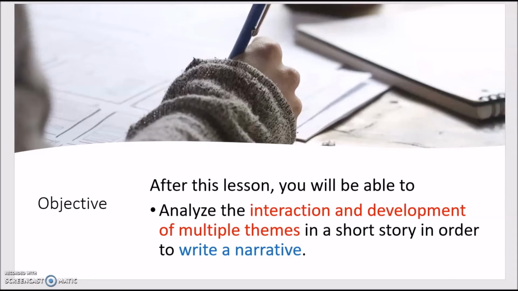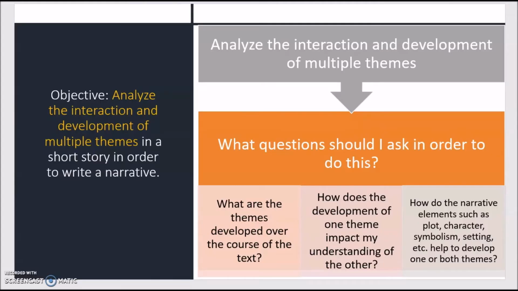This objective has two distinct parts. The first is what you are learning. The second is how you'll demonstrate that learning. Let's take a closer look at the first part of this objective. As you are reading the story, you are going to be asked to analyze the interaction and development of multiple themes. In order to do this, you should ask yourself some questions as you read.